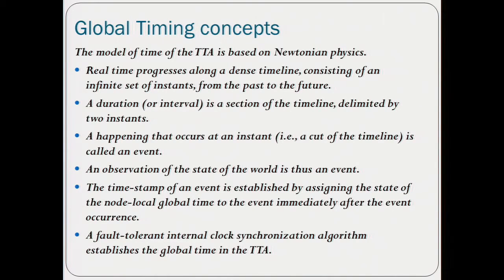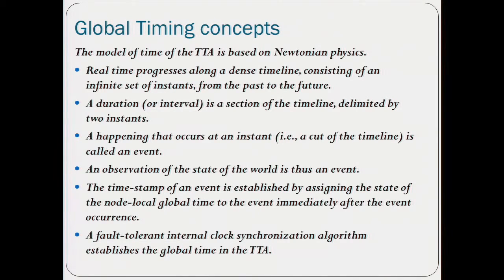Okay. So a duration is a section of a timeline delimited by two instants. A happening that occurs at an instant is called an event, of course. So an observation of a state of the world is thus an event. I can call an event my snapshot of reality. So click, this is my reality. That is an event that I'm going to transfer to the communication subnetwork.